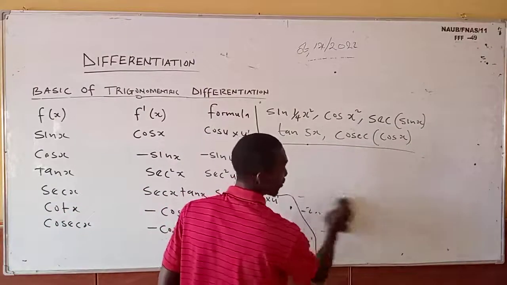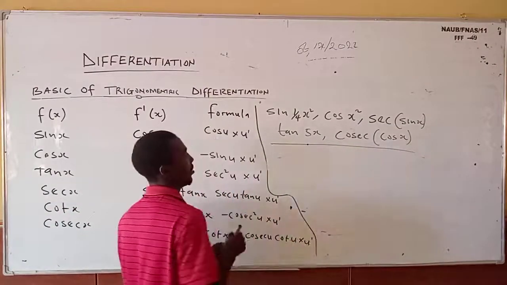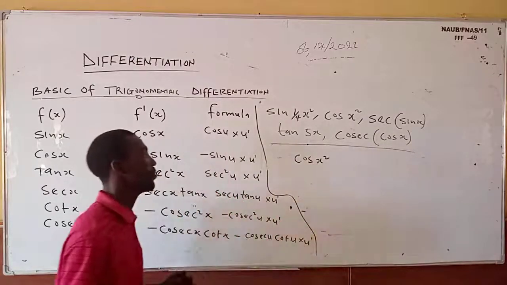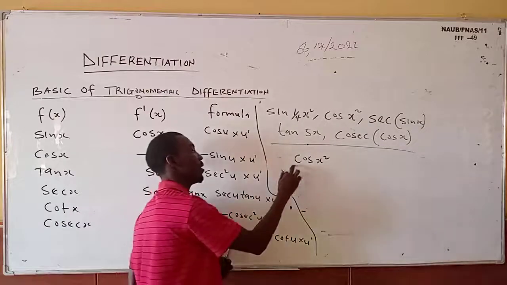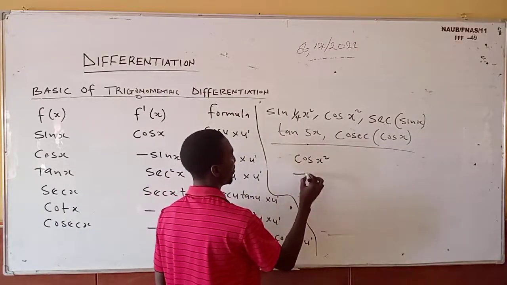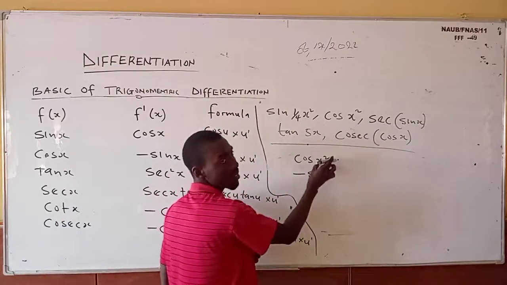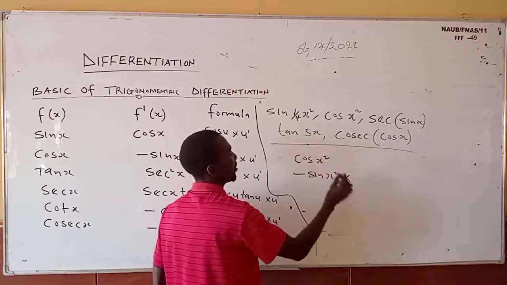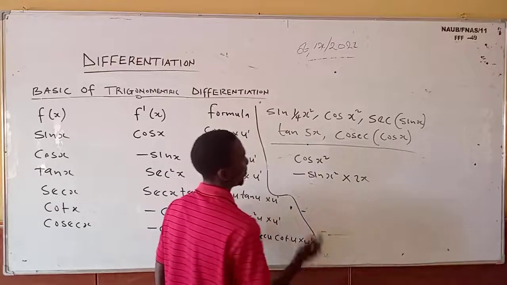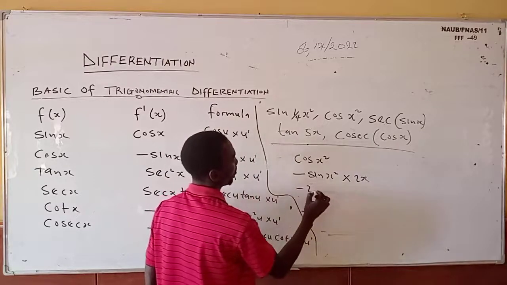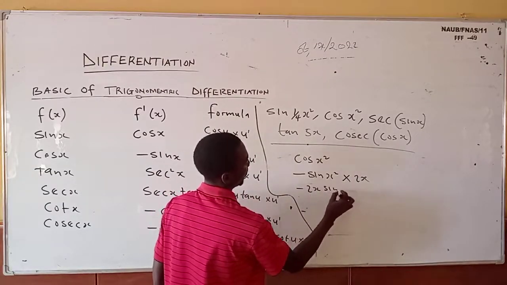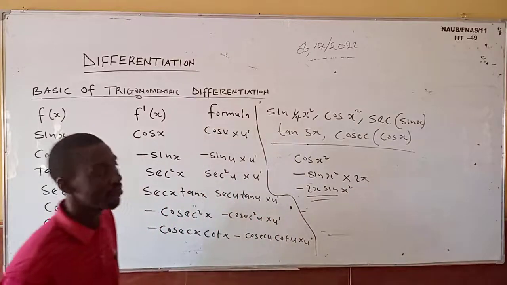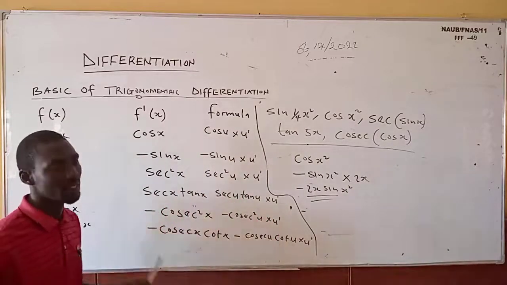So now the short meaning of this is: for cos s squared, if I differentiate cos, I'm going to have minus sine. Rewrite what is there, s squared. Then times the derivative of this, which is 2s. So you are going to have minus 2s sine s squared. So this is the short meaning of that. I hope you get this.